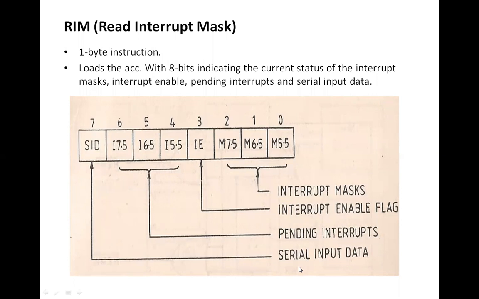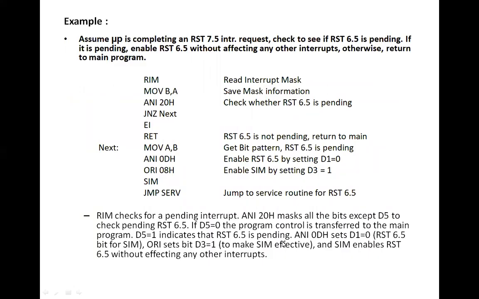Before returning from the service subroutine to the main program, it will check the pendency of any interrupt line through the RIM instruction. So the RIM instruction is mainly used to check the pendency of 5.5, 6.5, and 7.5, and how it is being done, I am going to give you an example, and this example will give you the idea.